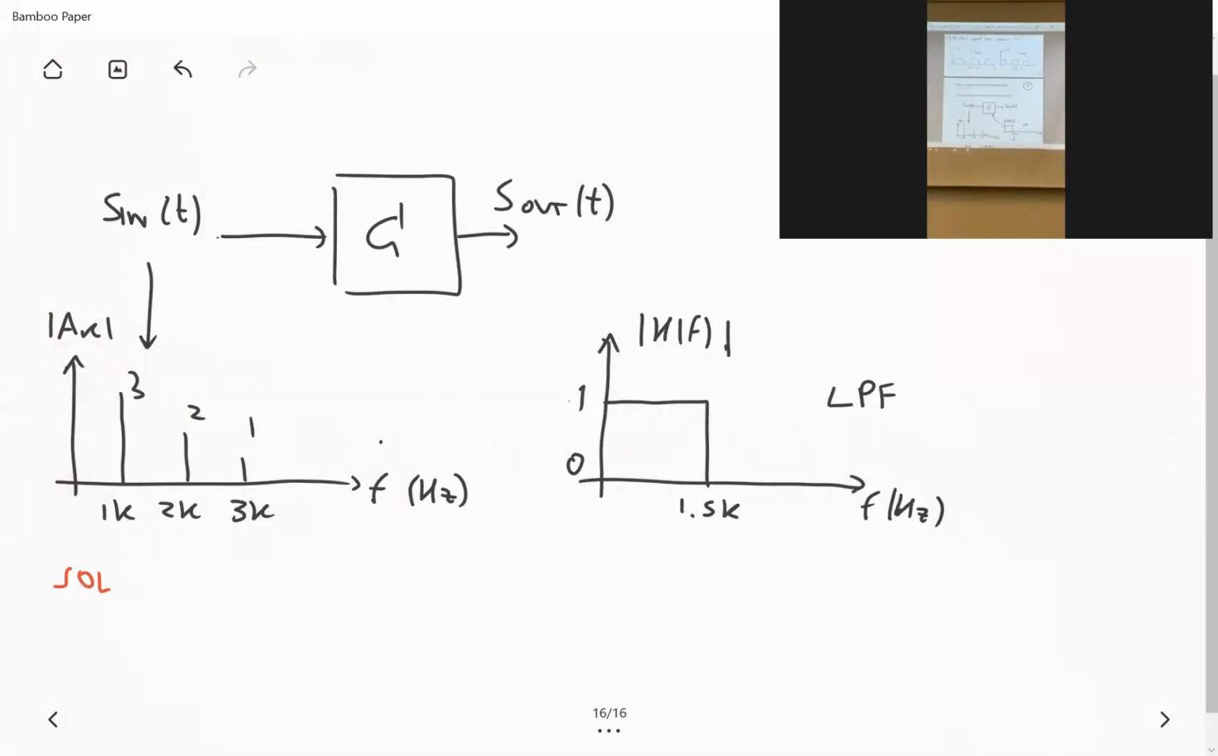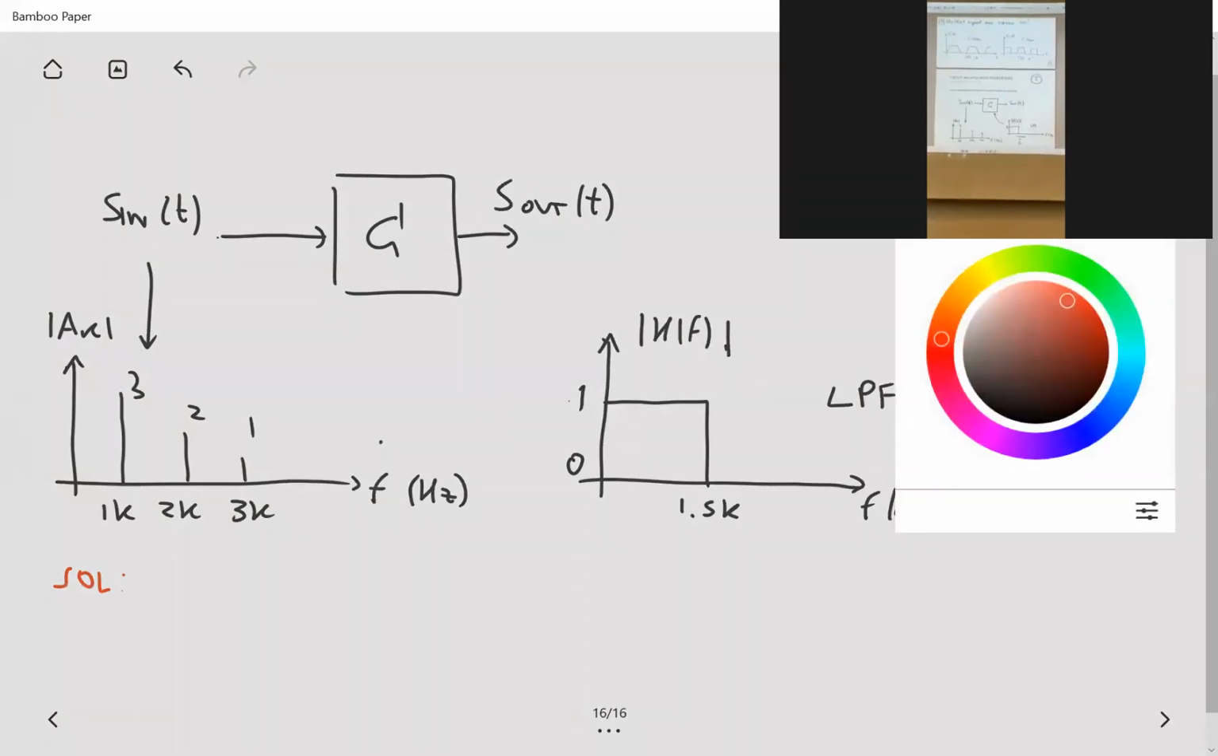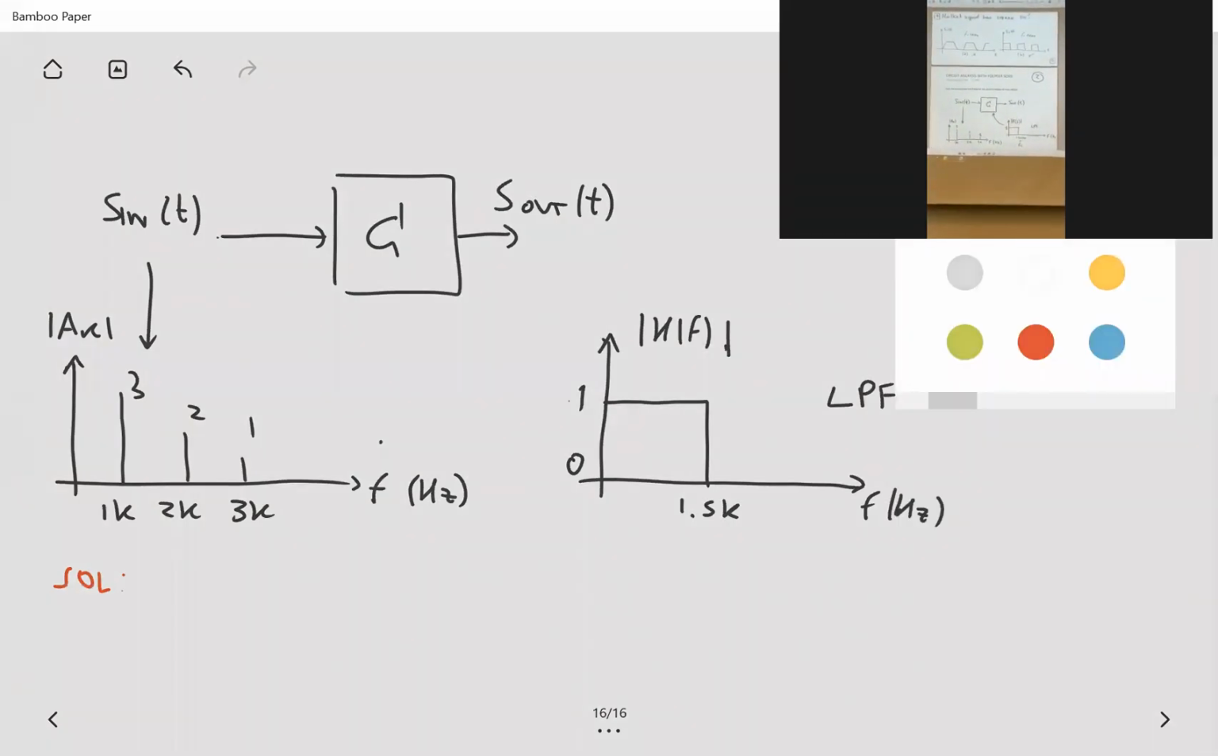Solution. So how do I do this? Again, this can be solved by doing the product and the calculation that I showed yesterday, but the simplest way is just to do the graphical method. Place all the plots one over the other.